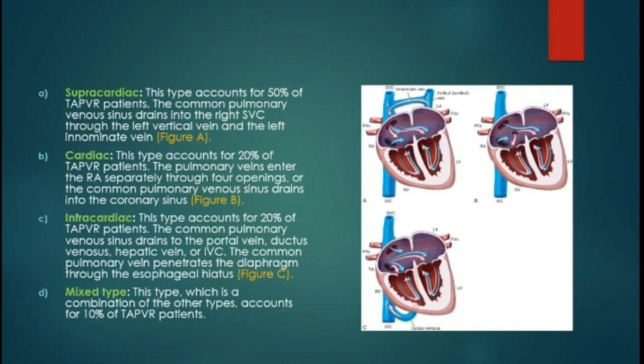This type represents around 20% of cases where the pulmonary veins enter the RA separately through 4 openings or drain by a common pulmonary venous sinus into the coronary sinus to the RA. The third type is the infracardiac type, which represents around 20% of cases. The common pulmonary venous sinus drains in the abdomen through the portal vein, ductus venosus, hepatic vein, or IVC. This vein penetrates the diaphragm through the esophageal hiatus. The fourth type is mixed type, which represents around 10% of cases.